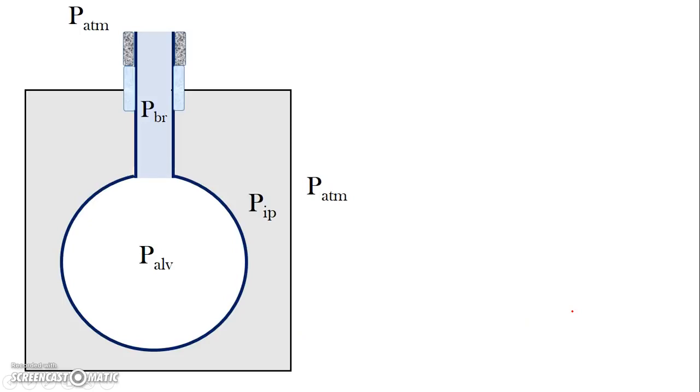Let's start by describing the various pressures within the respiratory system. This is a schematic diagram. This outer box shows the chest wall, and this inner circle represents all the alveoli, and the space between the alveoli and the chest wall, this gray colored zone, is the pleural space.